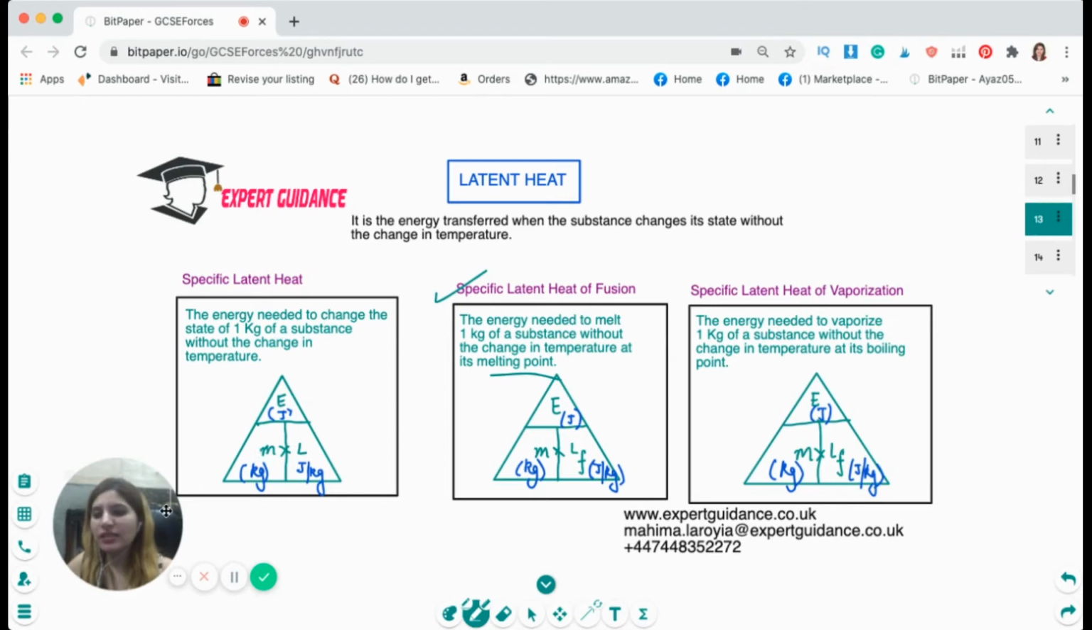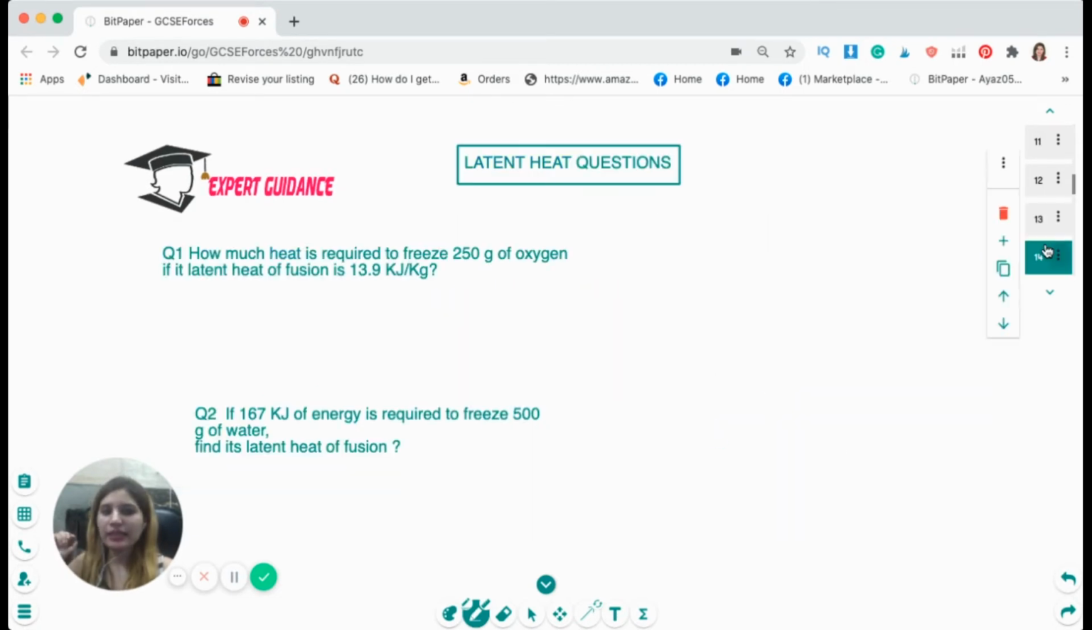Now, to work out the latent heat of any substance, we will do mass times the latent heat. The energy required will be the mass times the latent heat. The latent heat of fusion would be the energy needed to melt 1 kg of the substance without the change in temperature, divided by its mass. So these are the formulas. All right. Now let us look at the question.